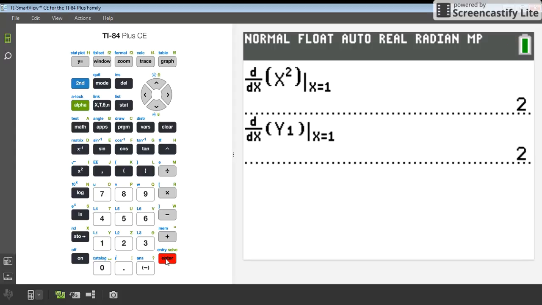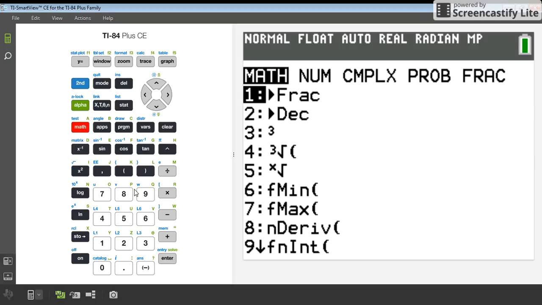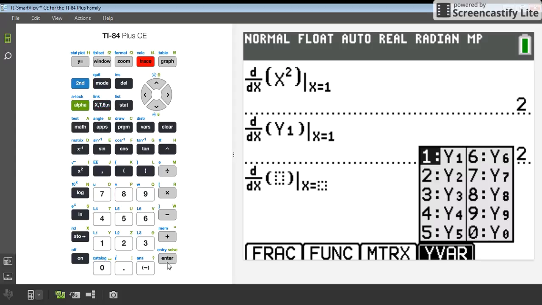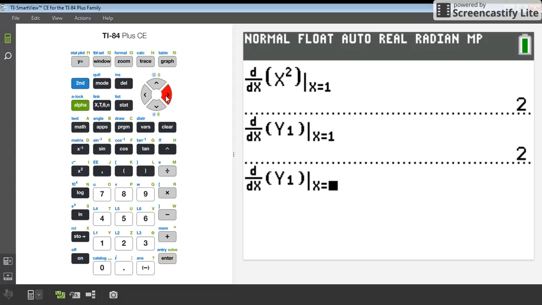And there it is, the derivative of x squared at x equals 1. In other words, if f of x is x squared, what is f prime of 1? f prime of 1 is 2. And we can do this for any value. Math 8, d/dx, and we want y1, alpha trace, y1. What's the derivative of x squared when x is equal to negative 5? We plug in negative 5, and we know it's going to be negative 10, and sure enough, there it is. So you can check derivatives at a point using your calculator.